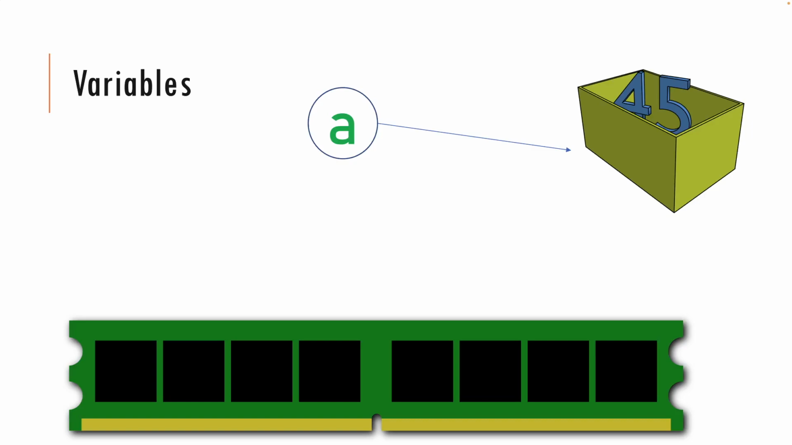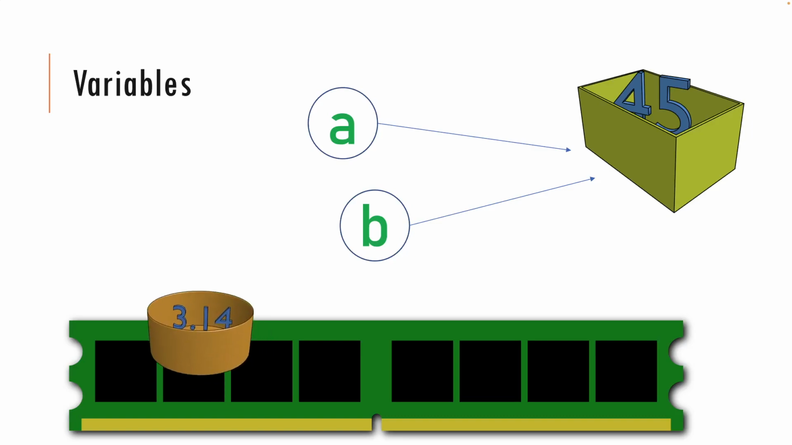It's like peeling off the label from one jar and sticking it onto another jar. So here this a is a variable which is referring to 45. And if I assign b, it also refers to 45. Imagine this 45 is in a jar that has two labels on it. Do you understand? So both are referring to 45.